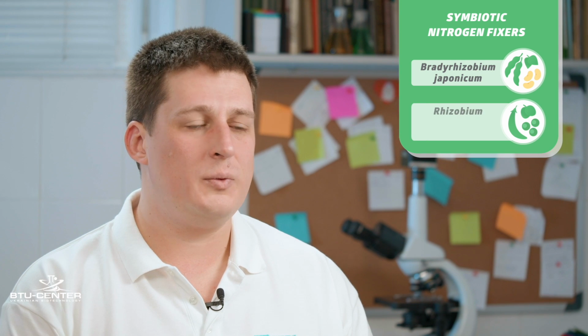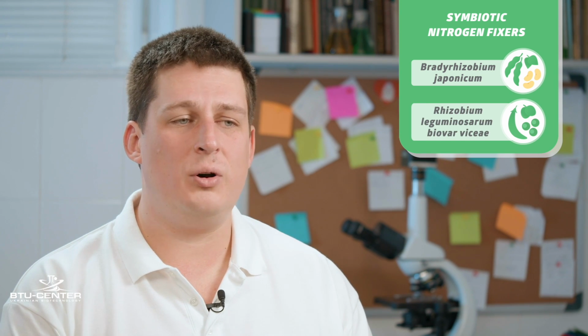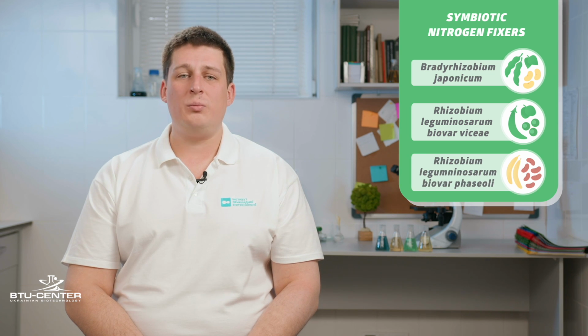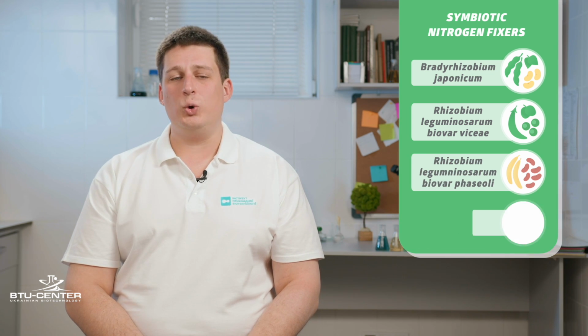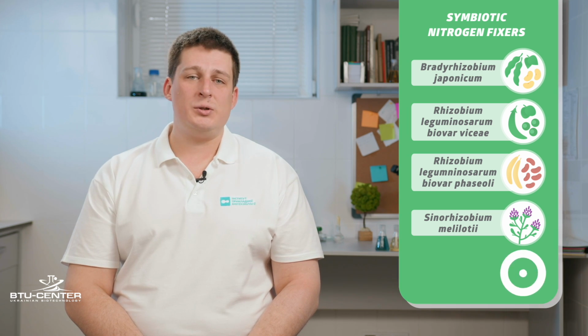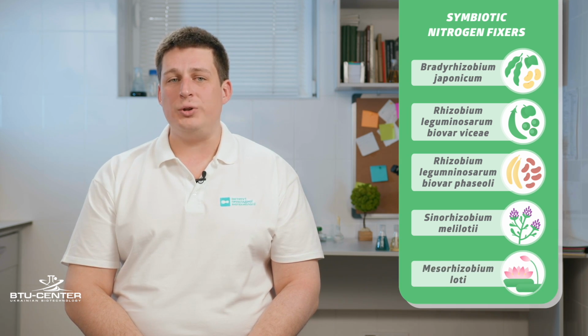Everyone knows that each legume species has its own specific type or even a variant of the symbiotic bacterium species. For example, soy forms symbiosis with Bradyrhizobium japonicum, peas with Rhizobium leguminosarum biovar viciae, beans with Rhizobium leguminosarum biovar phaseoli, lucerne forms symbiosis with Sinorhizobium meliloti and lotus with Mesorhizobium loti.